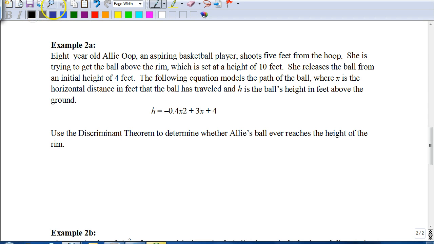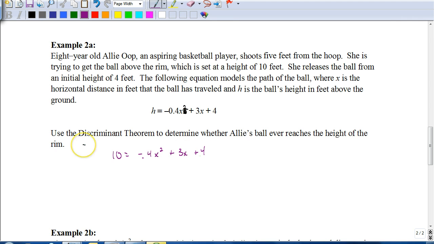Now there's a slight typo here. This should be an exponent. So our equation here that we're going to use is h = -0.4x^2 + 3x + 4. We want to use the discriminant theorem to determine whether Allie's ball ever reaches the height of the rim. So in reality, we have a situation where the height of the rim is 10 feet. So we would have this equation of 10 = -0.4x^2 + 3x + 4.